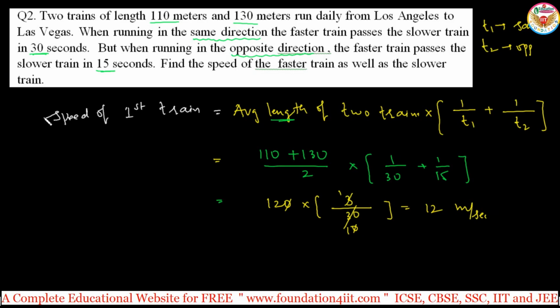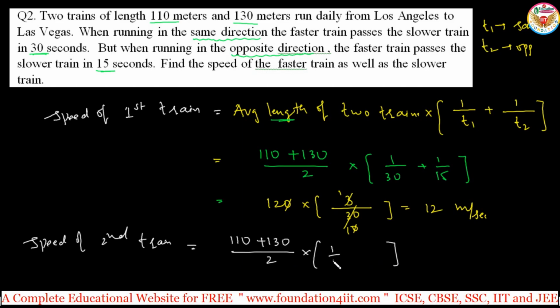Same one, if you want the speed of the second train, which is slower. Same formula, but instead of plus we should take minus. Same average length of the two trains, but minus here. That is, I am writing directly 110 plus 130 by 2 in the bracket, 1 by 30 minus 1 by 15. Okay, here is the difference.